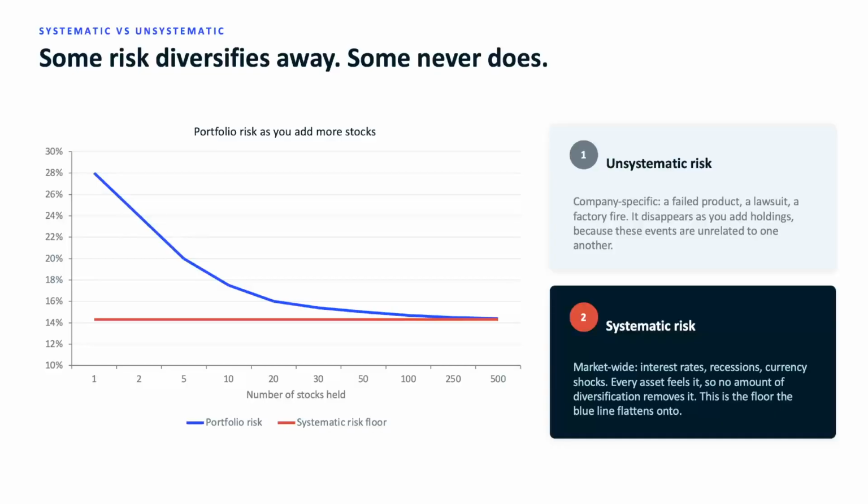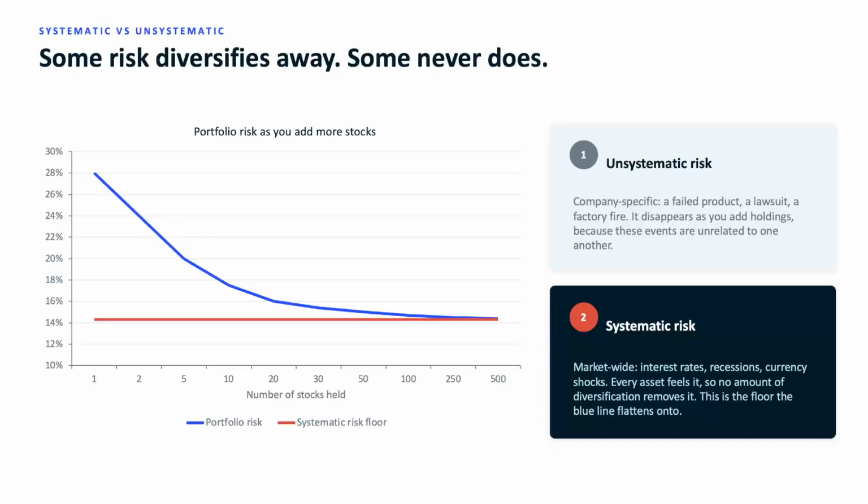So risk comes in two flavors. The part that disappears is the unsystematic risk. Company specific: a failed product launch, a lawsuit, a factory fire, a CEO scandal. These events are unrelated to each other. One company's disaster is not another company's disaster. So in a large portfolio, they average out to almost nothing. You'll also hear this called the diversifiable, idiosyncratic, or firm-specific risk. Same thing, multiple names, and all four names appear in exam questions.